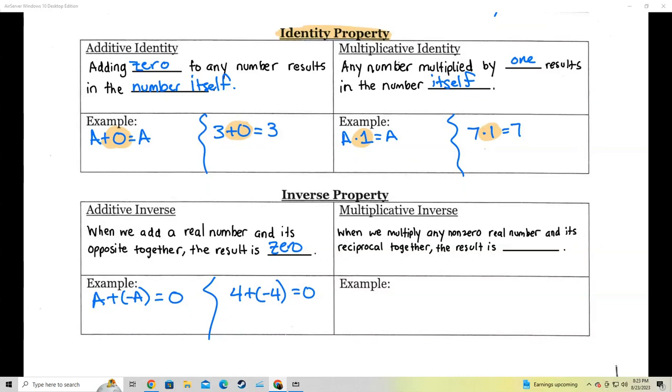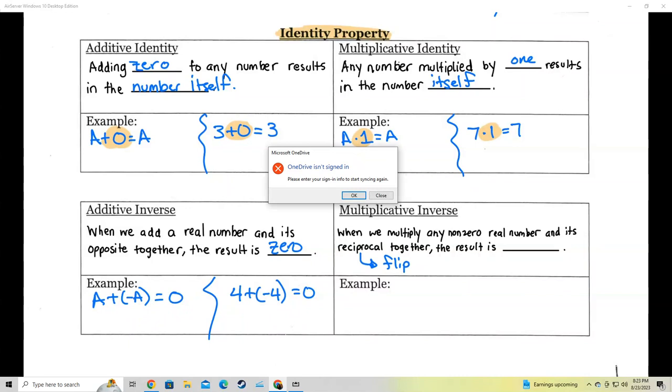All right, as far as the multiplicative inverse, this one's a little bit tougher. It says when we multiply any non-zero real number and its reciprocal together, the result we get... First of all, some of us forget what this reciprocal means. That means you take your fraction, whatever it is, and you flip it. Okay. Sorry about that.